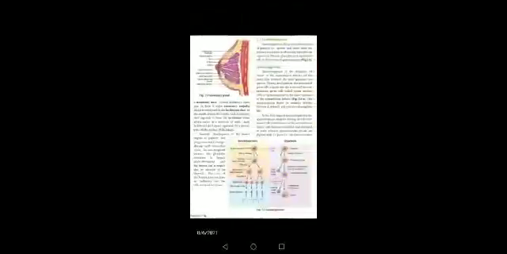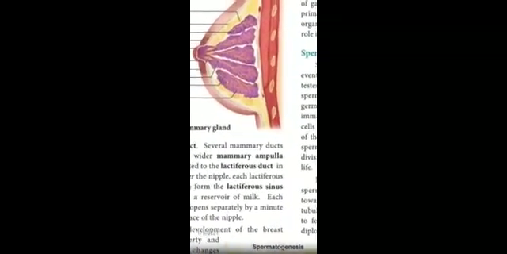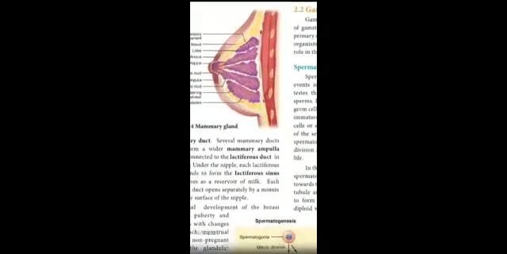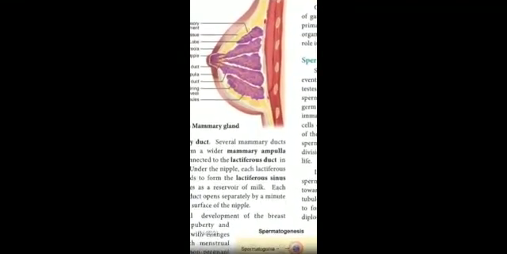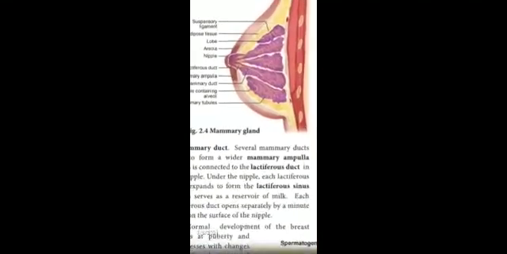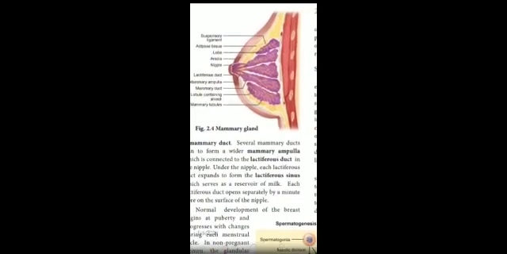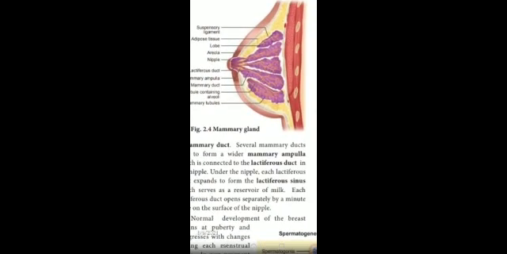I'll show you the diagram. This is for the mammary glands. They also have sebaceous glands called areolar glands found on the surface, and they reduce the cracking of the skin of the nipple. Here you can find the sebaceous glands, which secrete sebum, like oily structures, used to prevent the cracking of nipples.